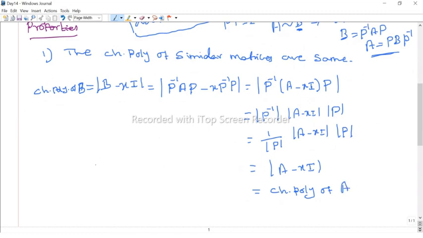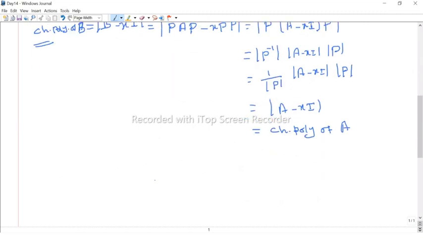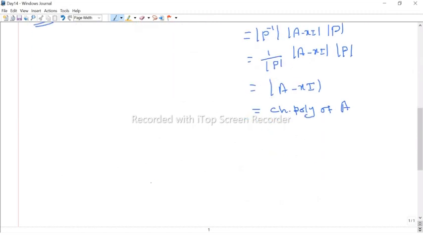Characteristic polynomial of the matrix A. Therefore, we start with the characteristic polynomial of B. Now we prove that this is equal to the characteristic polynomial of A. Therefore, similar matrices have the same characteristic polynomial. Since they have the same characteristic polynomial, they have the same roots, the same eigenvalues, because both are the same polynomial. Therefore, the corollary of this theorem: the eigenvalues of similar matrices are the same.